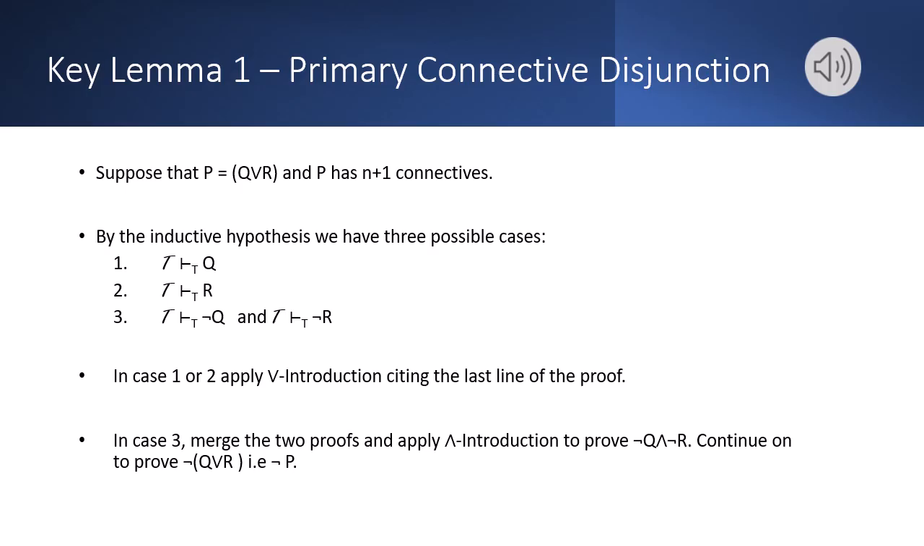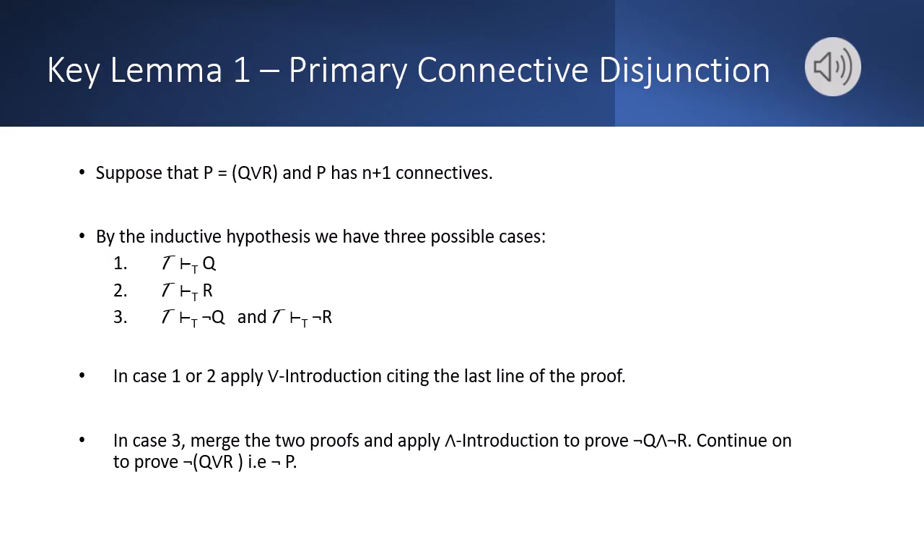In other words, there are two simpler sentences, Q and R, such that P is the disjunction of Q and R. Now, the important piece here is that the sentences Q and R must have fewer than n or n connectives in them. And that's because we've already removed one of the connectives from P, and so there are only n left over. And they have to be split up among Q and R.